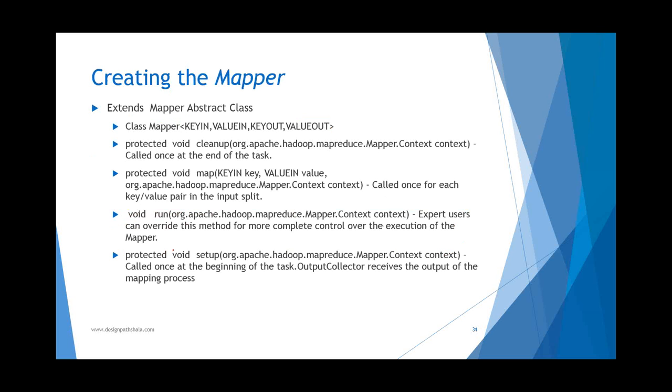So now everyone understands all these things. Your mapper takes a key and value and produces a key and value. So this key and value comes from where? The input.